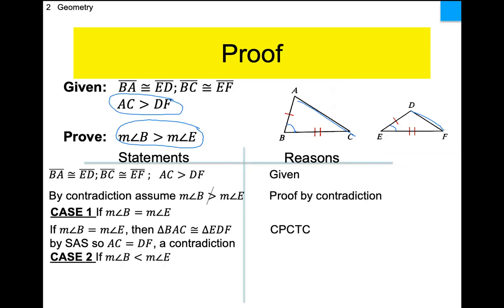If we can prove that case number 2, that B is smaller than E, is also false, then we'll be there. Jack's already seen how this ends. Let's see if we can get the rest of you to see how this ends. All right, so if angle B is smaller than angle E, what was the very last theorem we just did?